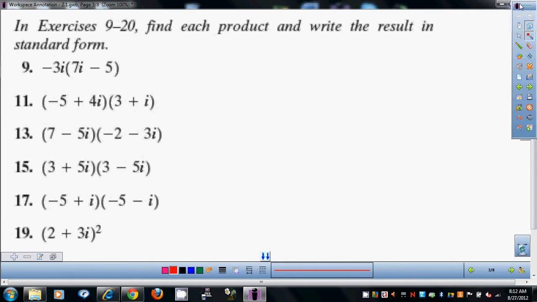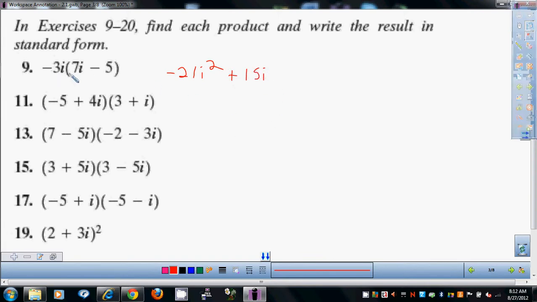Alrighty, let's see. Find each product and write the result in standard form. As far as you're concerned, i's are going to work like x's when you multiply it through, and then when you're done, anytime you have a squared or a cube, you can simplify it from there. But you're going to treat them like x's right now. So, what would that be? Negative 21i squared plus 15i. We're just treating it like a variable.